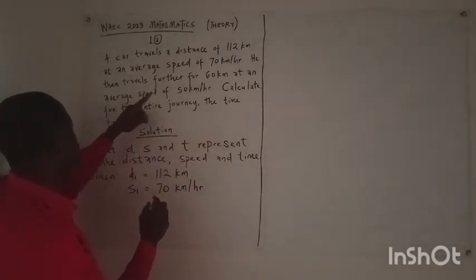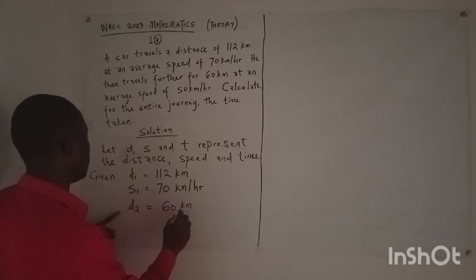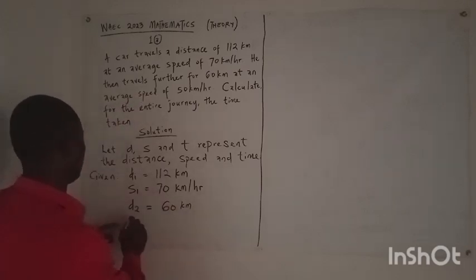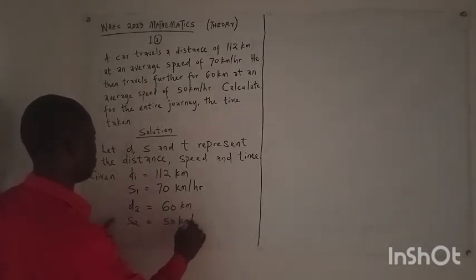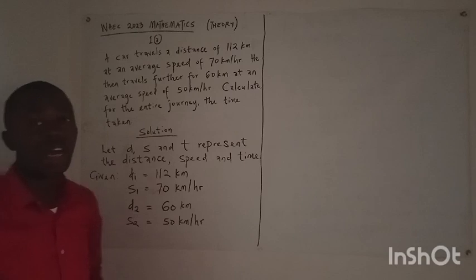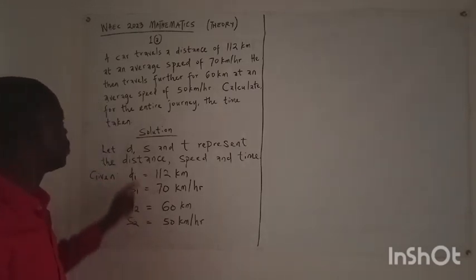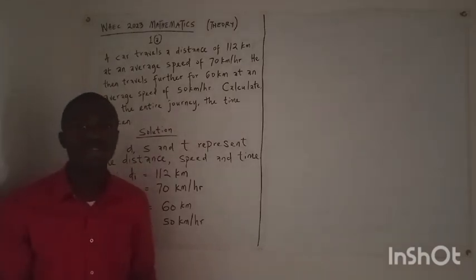We also have, the question says he then travels further. So the second distance, he traveled further, the second distance is 60 kilometers. And then the speed for that distance covered is 50 kilometers per hour. So we have defined the distances for the two journeys and the speeds. Now, the question said we should calculate for the entire journey the time taken. So we are trying to know the time taken for both journeys.